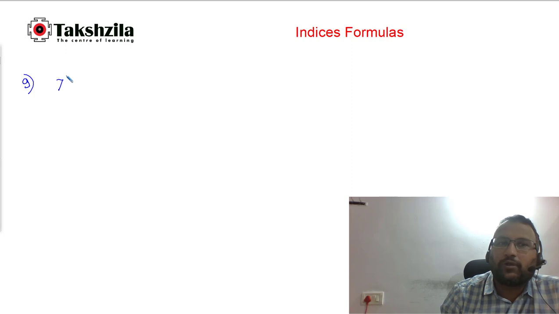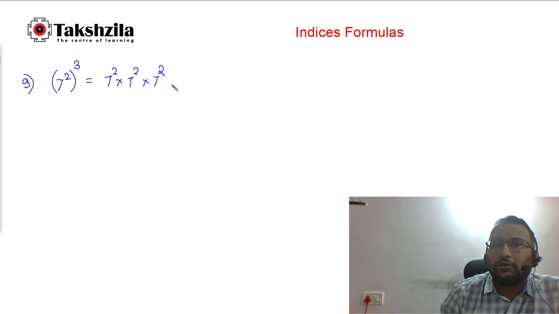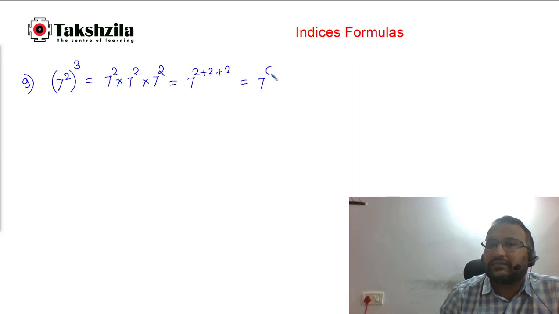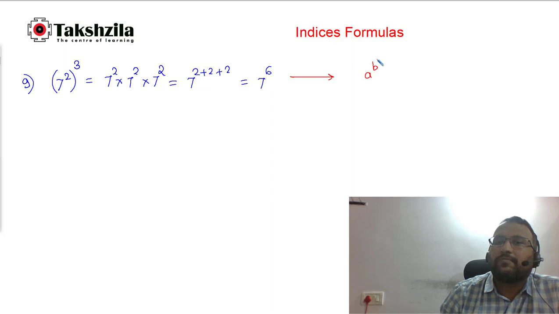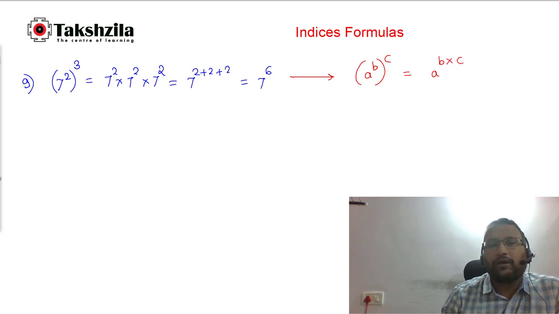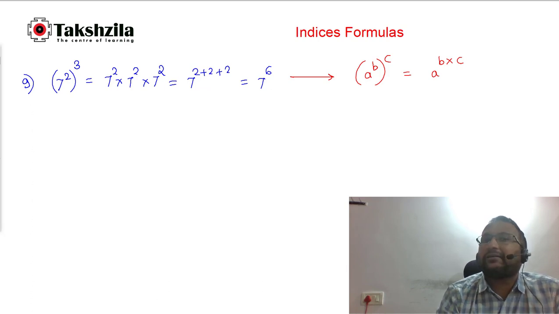If I say (7 to the power 2) to the power 3, it means 7 square is multiplied by itself overall 3 times. So by using the first property, it becomes 7 to the power 2 plus 2 plus 2, that is nothing but 7 to the power 6. So over here the formula is (a to the power b) to the power c. This is nothing but a to the power b into c. But over here you need to be a bit careful. We can use this property only if the bracket is there.